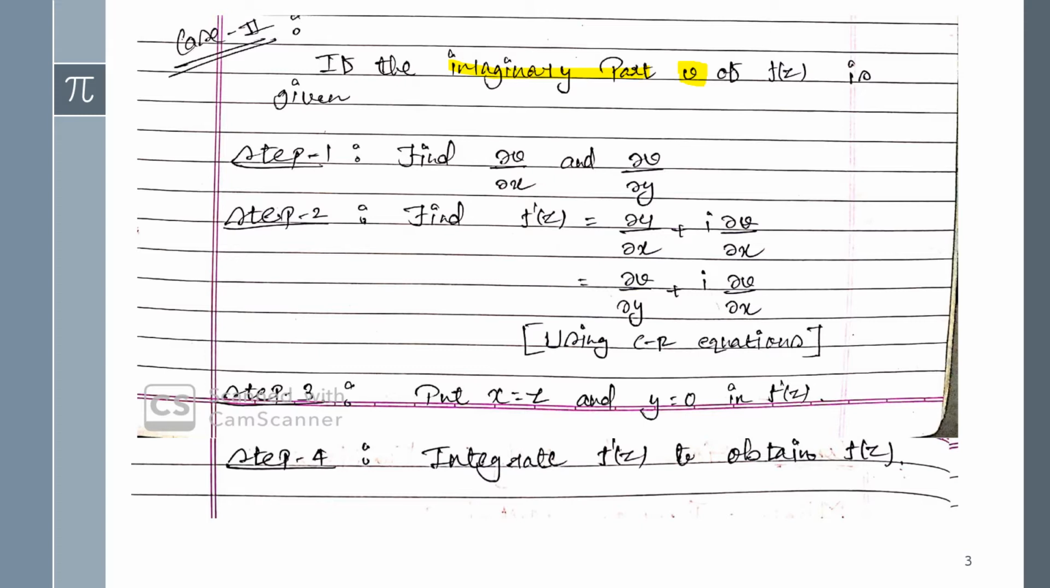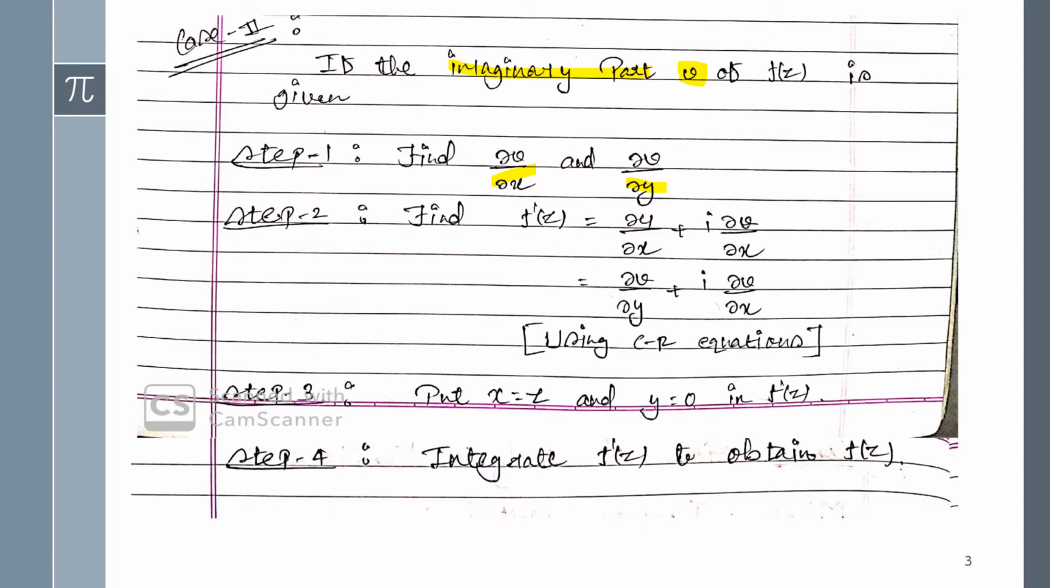So it will be given by step 1. In this step 1 you have to find del v by del x and del v by del y, as v will be given in the equation. So that's why we will find v with respect to x as well as v with respect to y. Now step 2, again as it is, you have to apply f dash of z, and definitely it will be del u by del x plus i del v by del x.